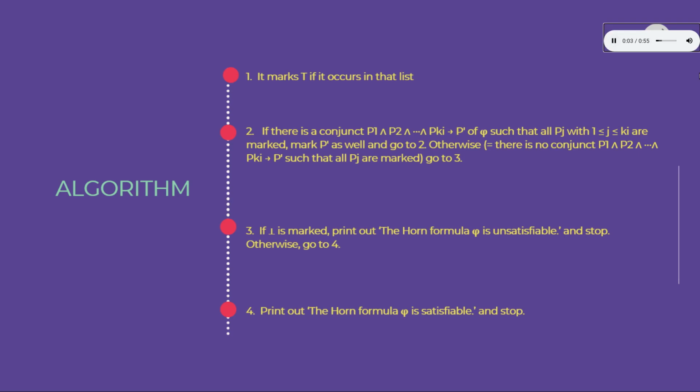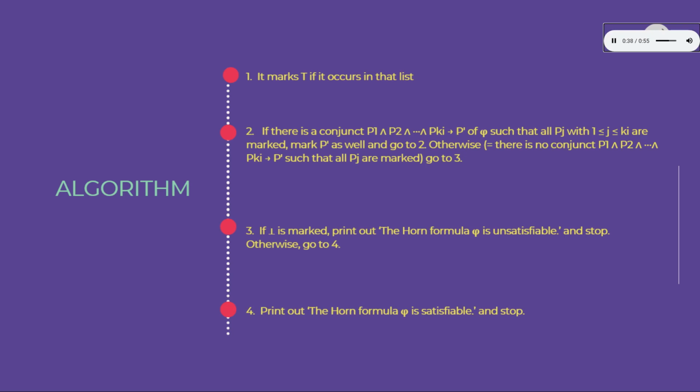The HornSAT algorithm consists of marking the atomic propositions in a certain manner as explained. To start with, mark top if it occurs in the Horn formula. Apply step 2 of the algorithm in an iterative manner. If there is a conjunction of marked atomic propositions as an assumption of an implication in a Horn clause, then mark the atomic proposition which is the conclusion of that implication. So this is what step 2 is.